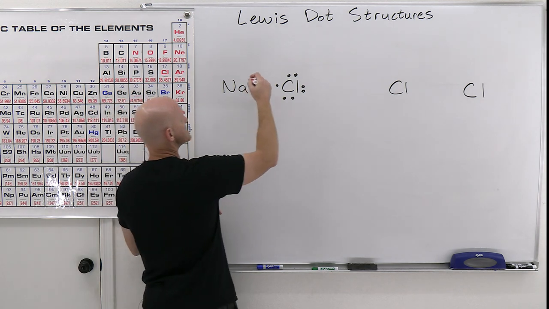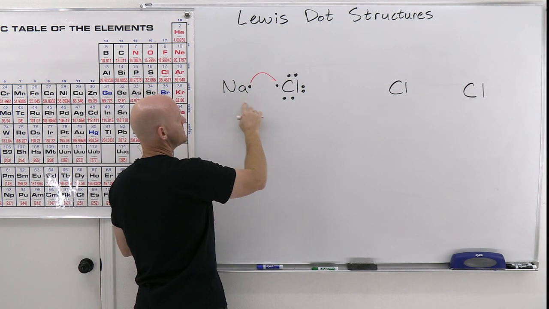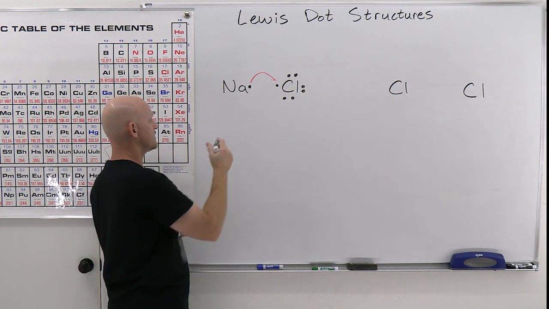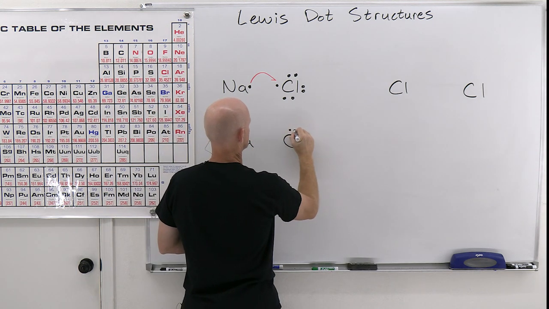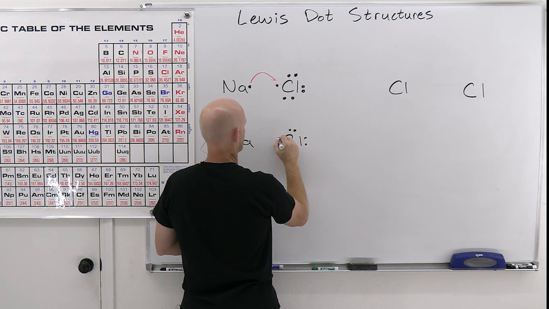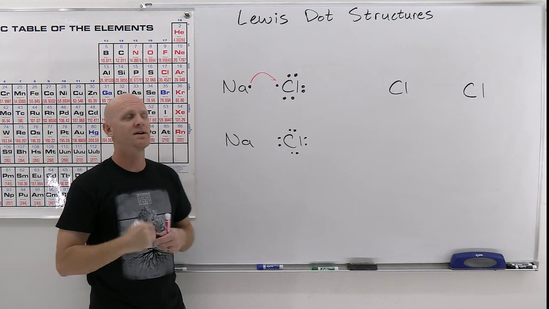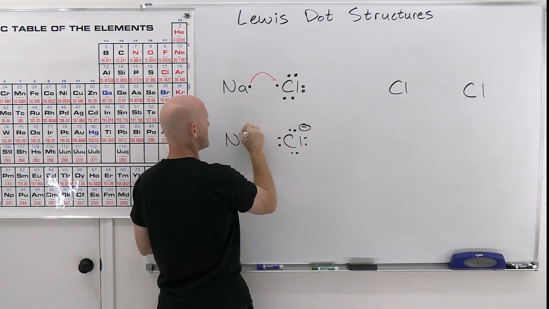And so in this case, we are just going to transfer an electron over from sodium over to chlorine in order to satisfy this octet rule. And so effectively, chlorine has just stolen sodium's electron. And that's going to leave chlorine with a negative one charge and sodium with a positive one charge.